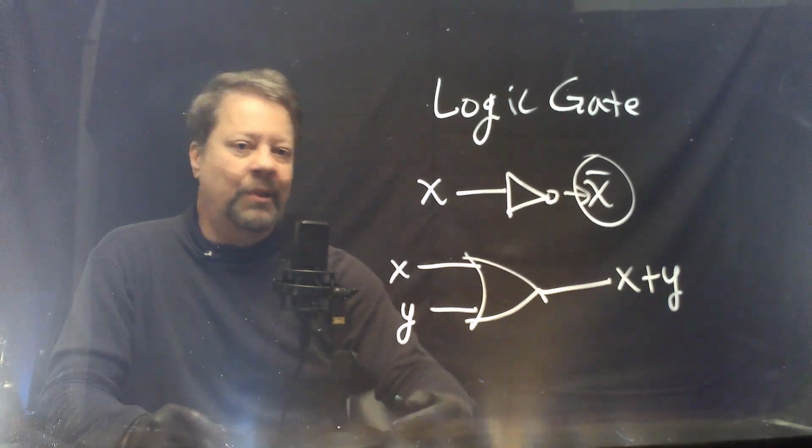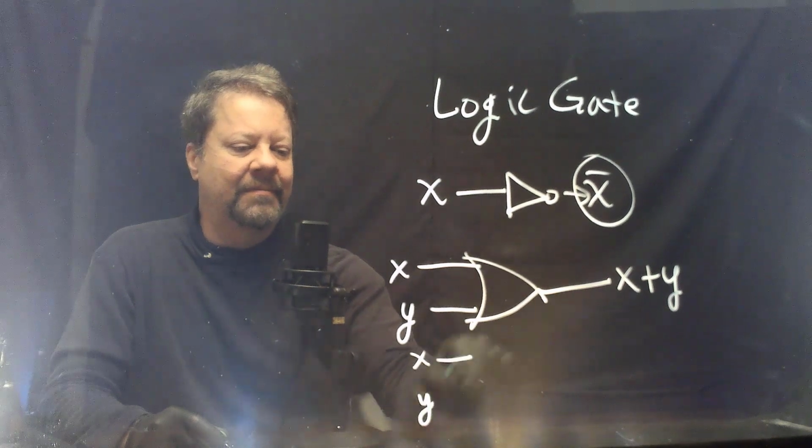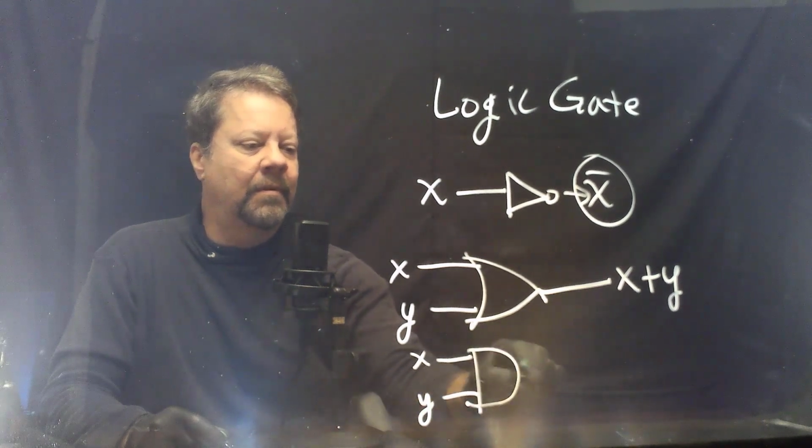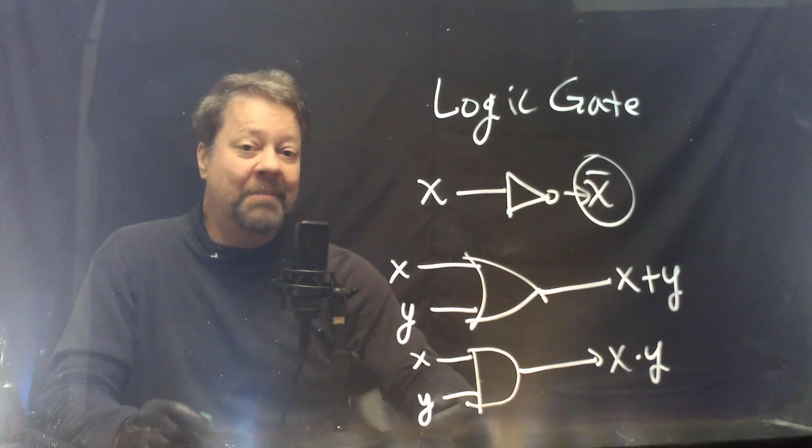That's just a Boolean sum. How about an AND gate? That's simply a Boolean product. So we will use these logic gates to construct various circuits. In all of these circuits, the outputs will depend only upon the inputs, which means we're not going to take advantage of any memory storage.